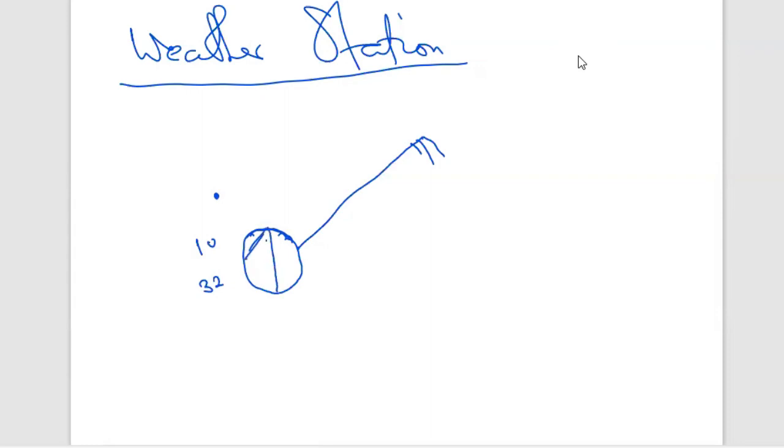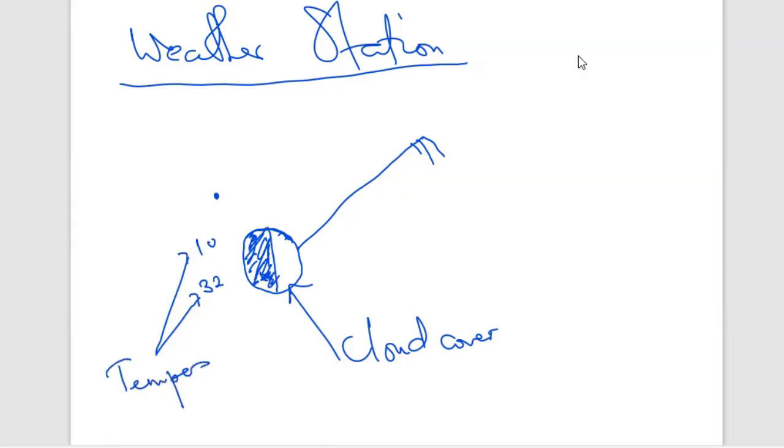Let's say in our circle, it's like this. I will start with this circle here. This circle that we see is for cloud cover. It's representing the amount of sky which has got clouds. And then these 2 digits that we see here, 10 and 32, they are for temperature. And the direction to which this bar is pointing, which comes from our cloud cover indication, this is for wind direction.